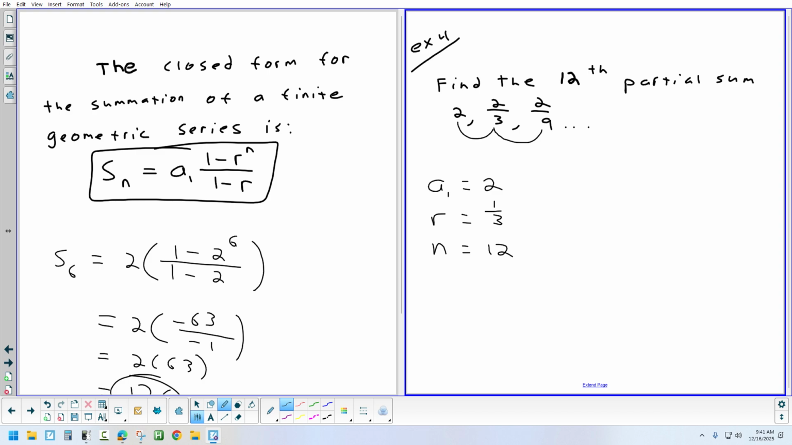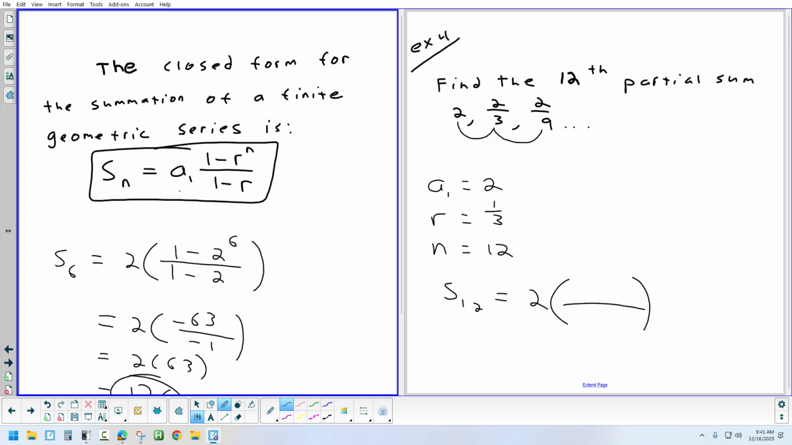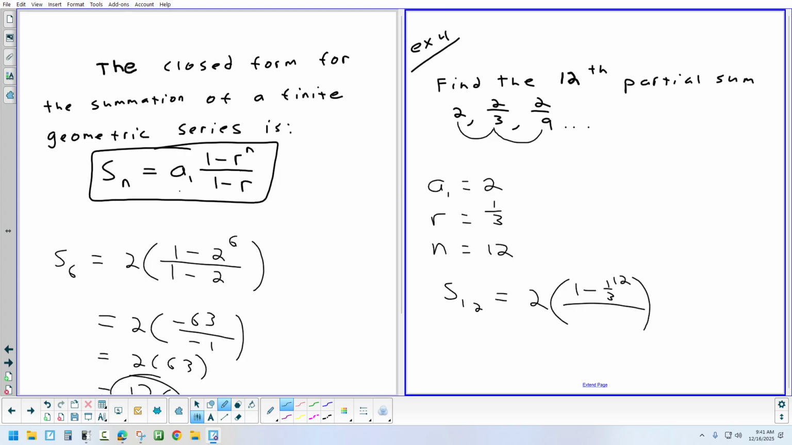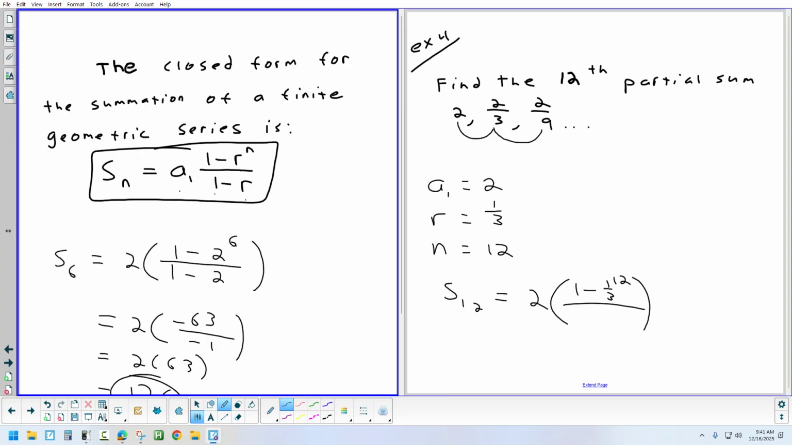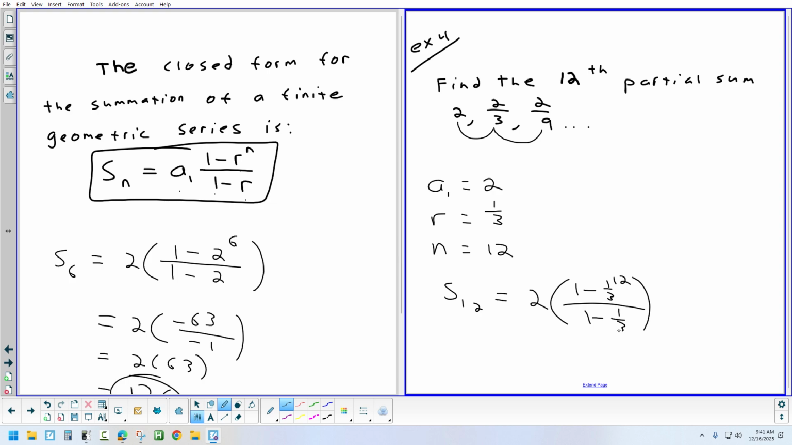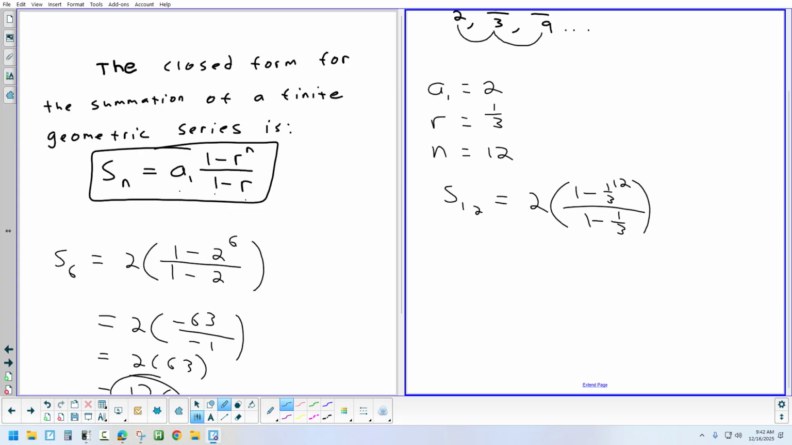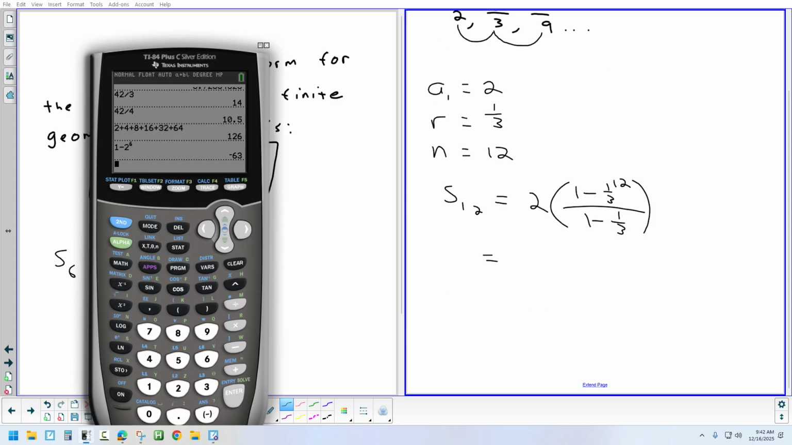Now it's just a matter of filling everything in and figuring it out. So you need your first term. You need 1 minus r to the n. So that's 1 minus 1/3 to the 12th divided by 1 minus 1/3 in the bottom. Okay, the reason why that formula works, that's not something we're going to get into. We just have to apply the formula to figure out the answer. Great, so let's do that out.